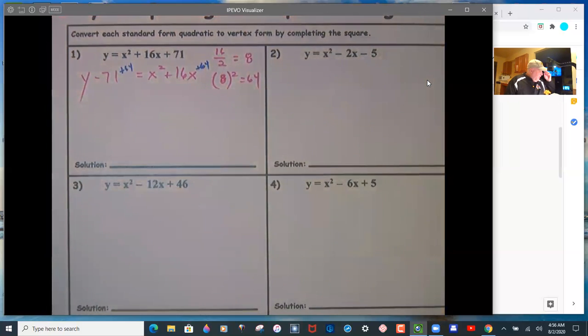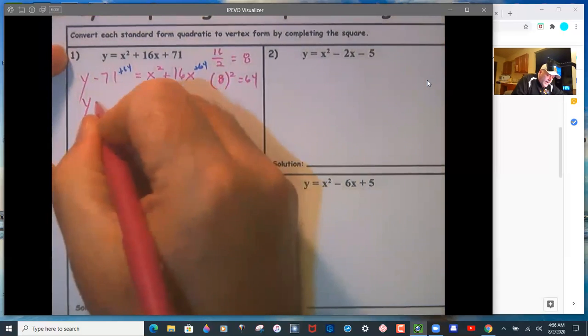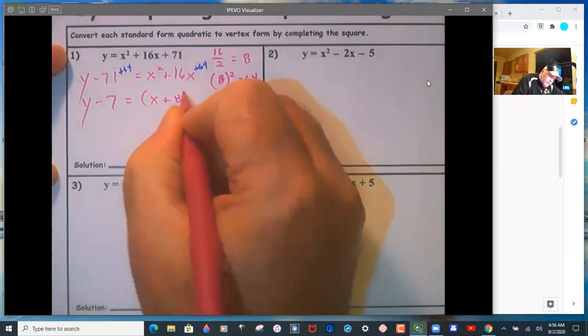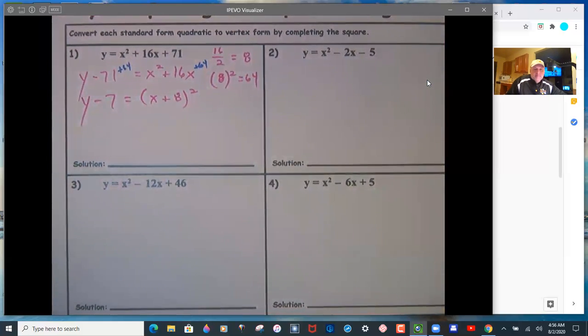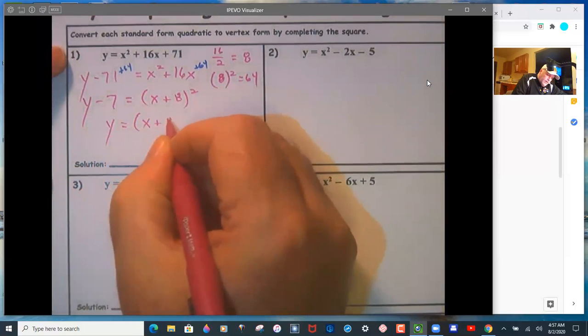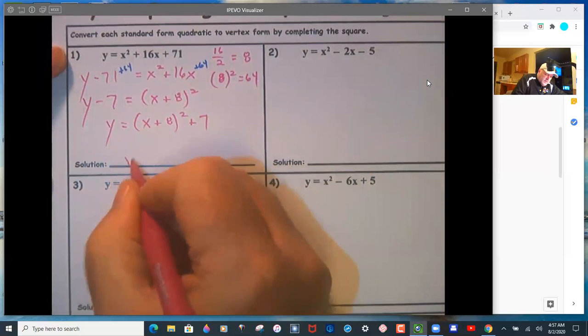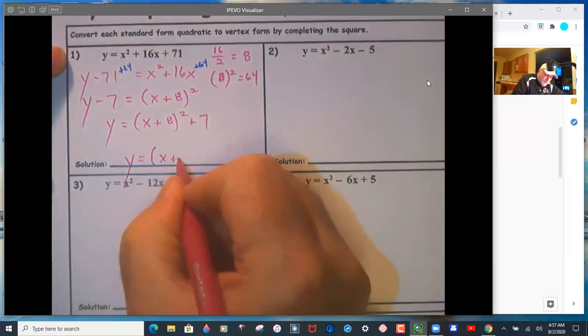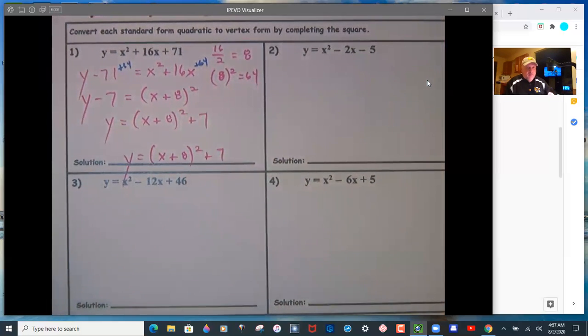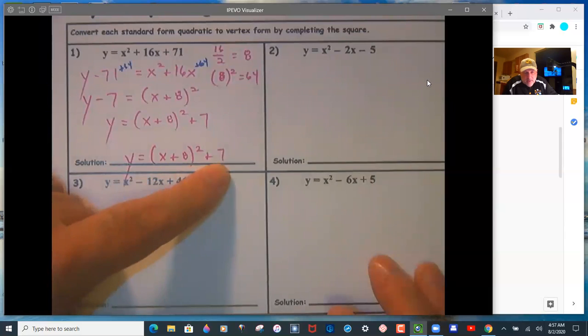So this becomes minus 7. Let me get my answer key here. So simplify the left, and then this becomes x plus 8 squared. And then you add 7 to both sides and solve for y. And now what we have is the vertex form of the quadratic. So if I said, tell me the vertex of this, you would say negative 8, positive 7.